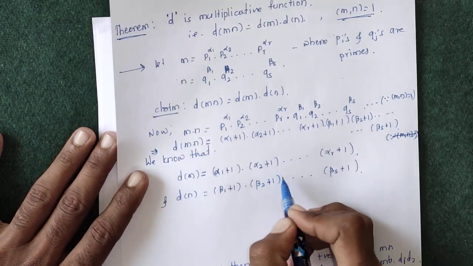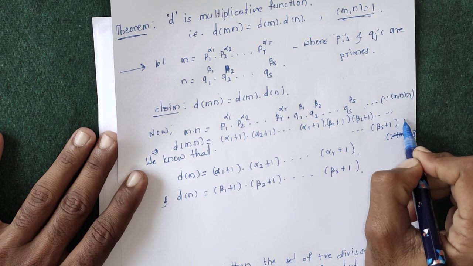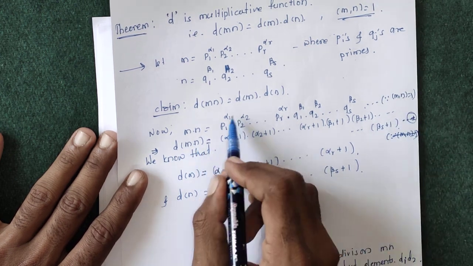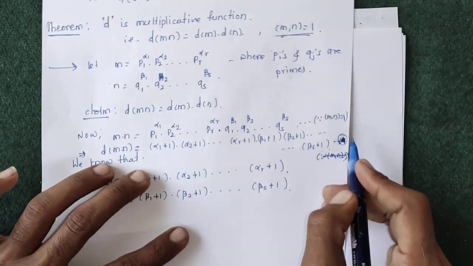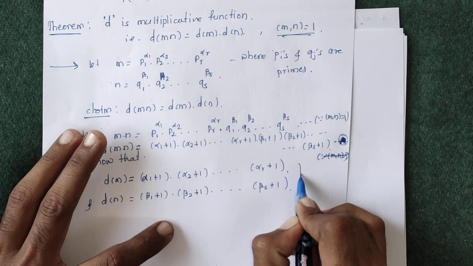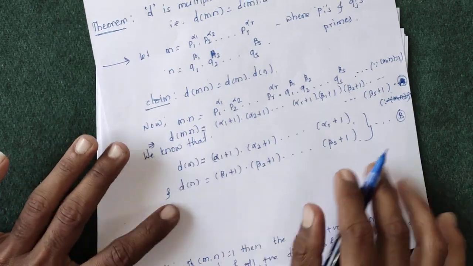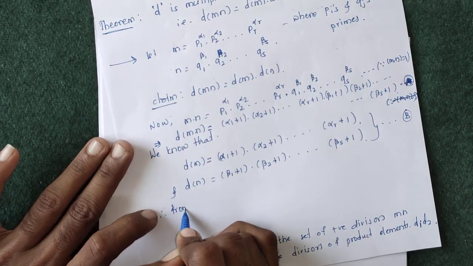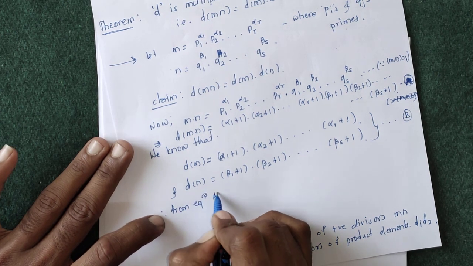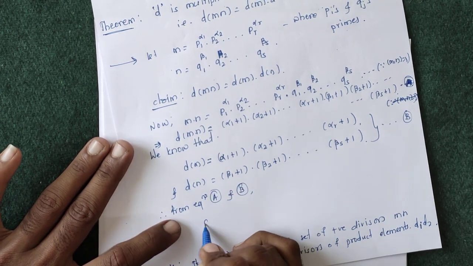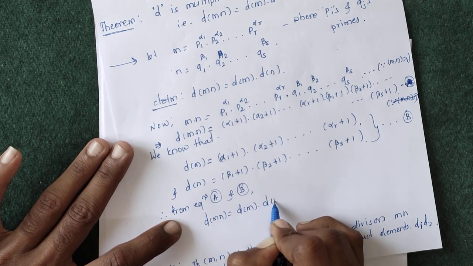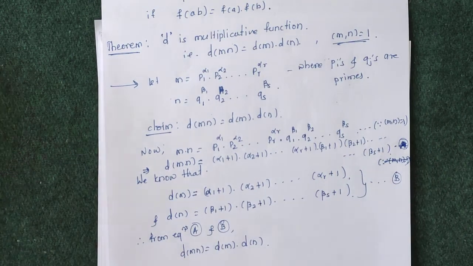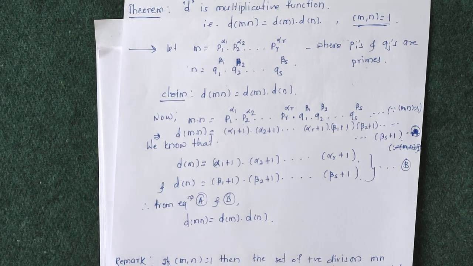Now d of m is equal to this and d of n is equal to this. Suppose this equation is number star; let me write it as equation A, and this is equation B. Therefore, from equation 1 and from equations A and B, we can write d of mn is equal to d of m into d of n. Hence d is a multiplicative function. Hence the proof.